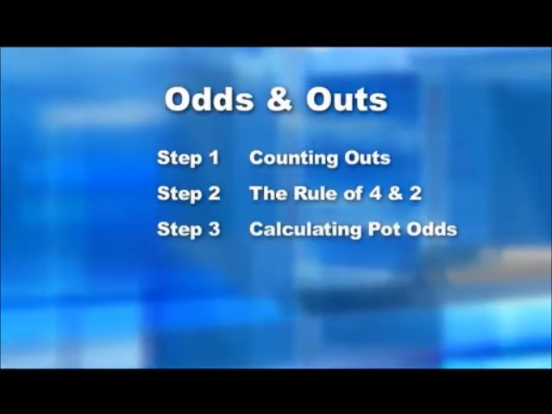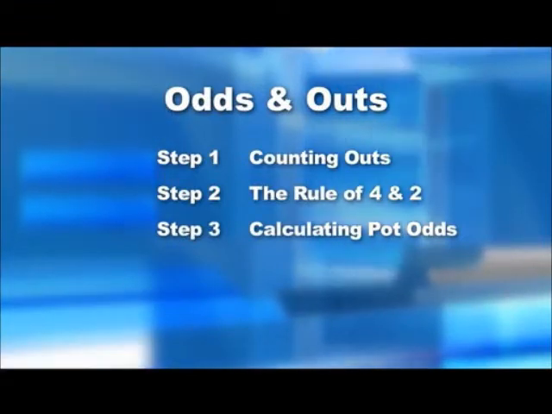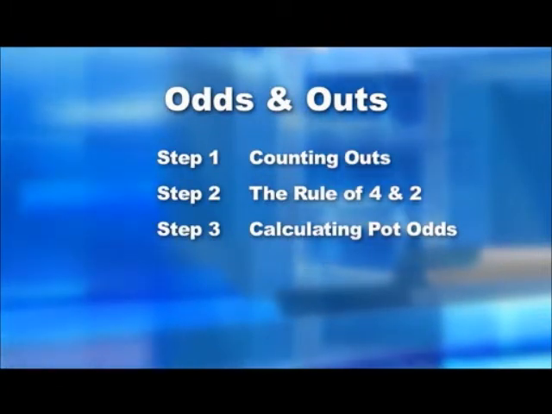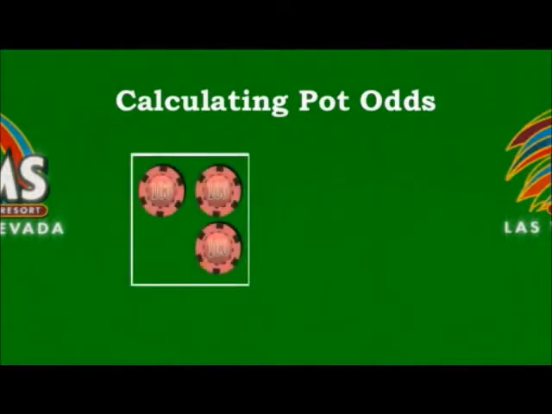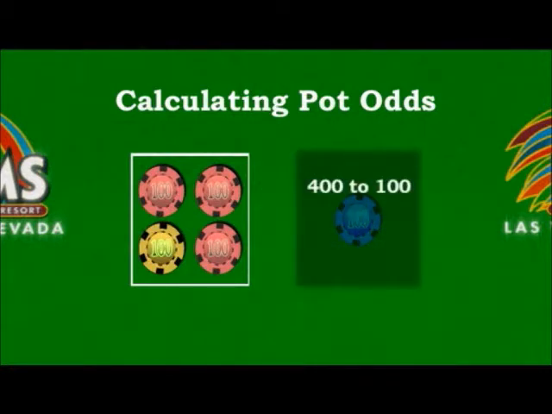Step 3. Calculating pot odds. After figuring out my chances of winning by using the rule of 4 and 2, I have to calculate the pot odds to make winning decisions. Suppose the pot has $300 in it. My opponent bets $100. Now the pot contains $400. I'm being asked to call $100 to win $400. My pot odds are 400 to 100, or simplifying that, 4 to 1.